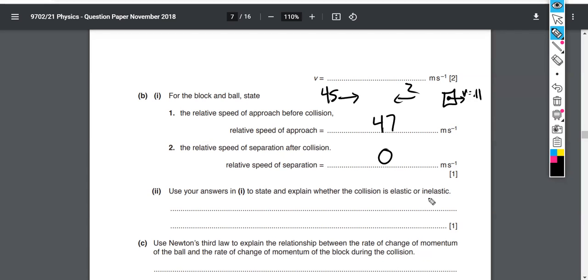And here we can say, well, it's inelastic because the relative speed of approach does not equal the relative speed of separation, right? Just kind of use that language right there.